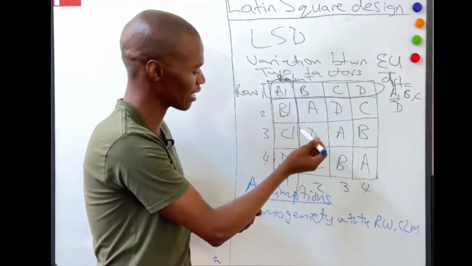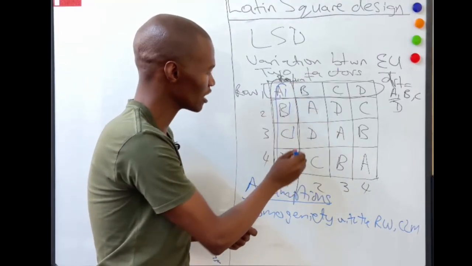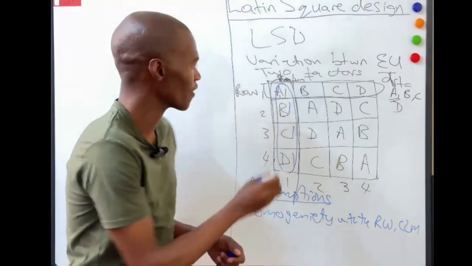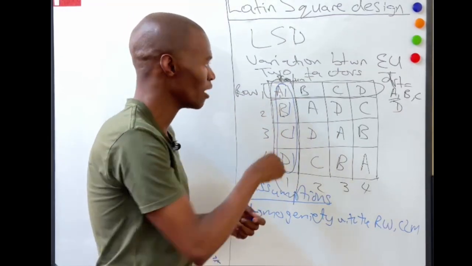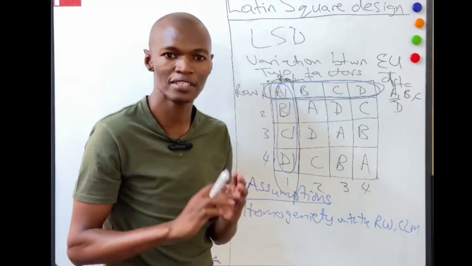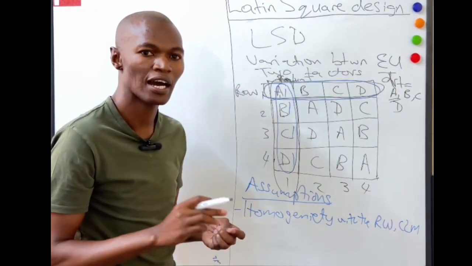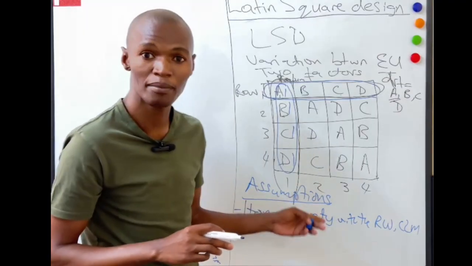That's why we are saying that you have to make sure that the experimental units within a row are similar, and the experimental units within a column are similar. In this column, make sure they are similar. In this row, make sure they are similar. This is the assumption of these experimental units, of this experimental design.